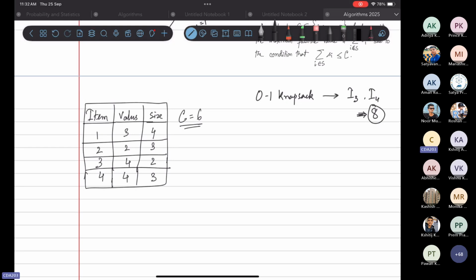So your solution will be lesser. I'm saying like fractional knapsack will have solution value less than 8. Let's understand that. Can I have the solution of the fractional knapsack less than the 0, 1 knapsack? Why?